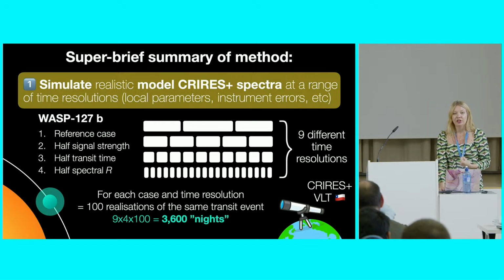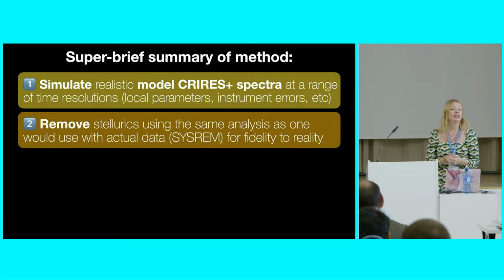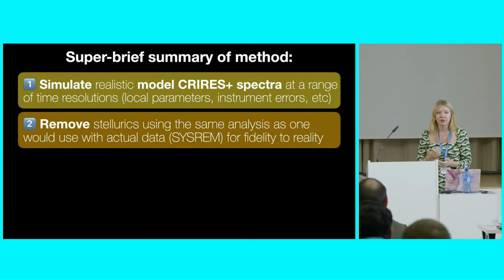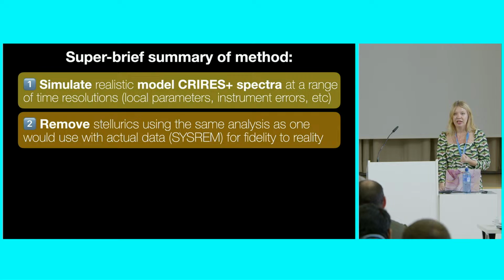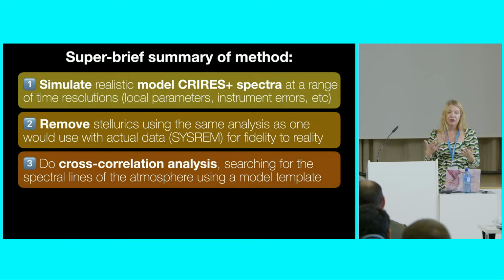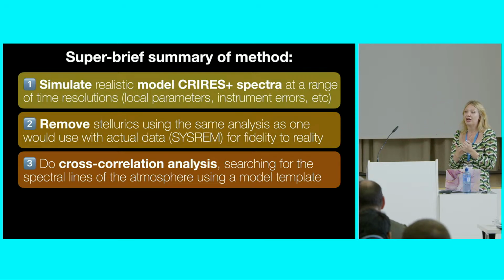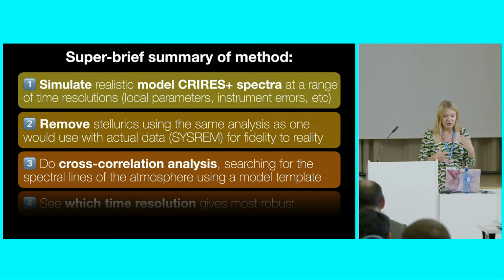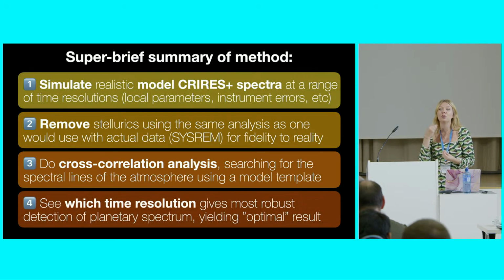And now that we had this large amount of fake data, we said, okay, let's treat it as we would normal observations. We removed the stellar lines according to this Sysrem, this PCA-type algorithm that we've heard a lot about. And then we said, well, we know that this is a simulated planet, so we know for sure what's in its atmosphere, because we put it there. Why not do cross-correlation with the template of that atmosphere? Because then we know we should definitely get some kind of detection, right? Because then we can use that detection strength as our measure of goodness of our time resolution.